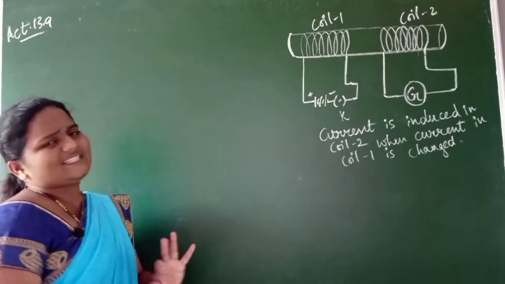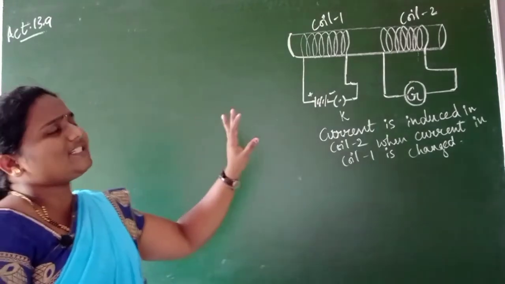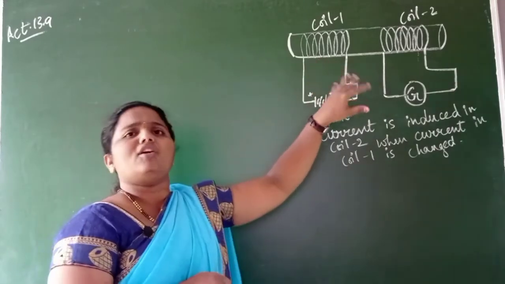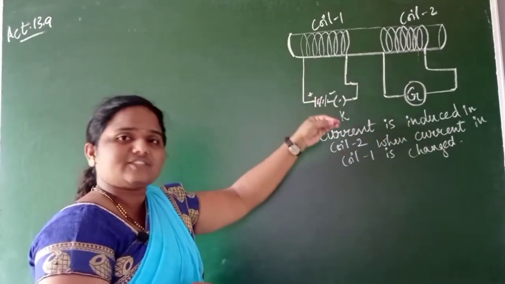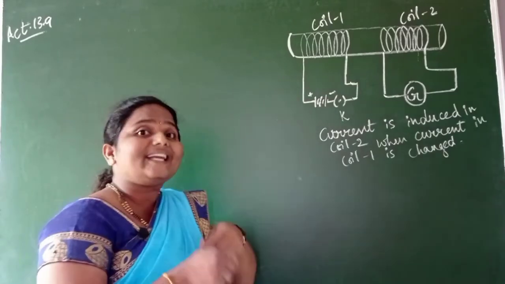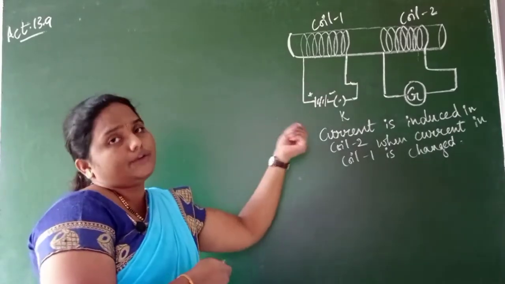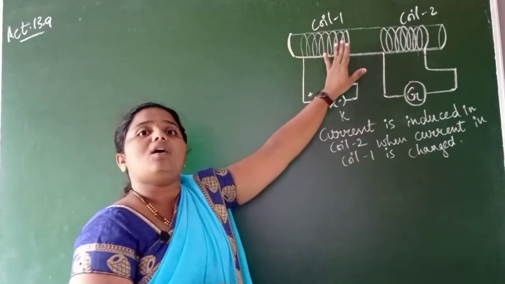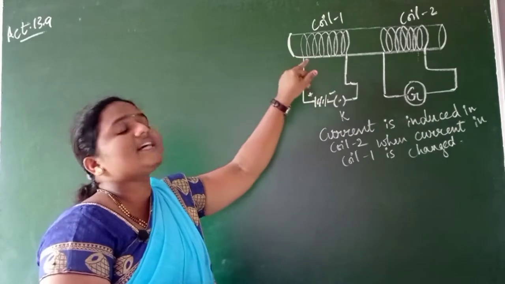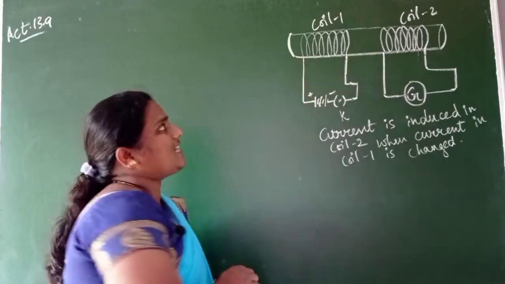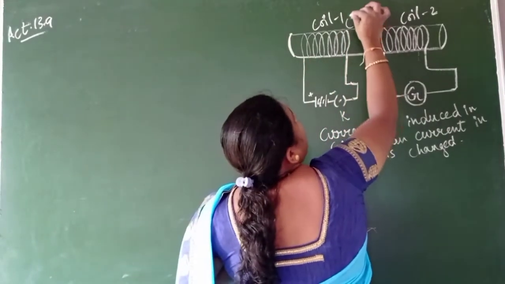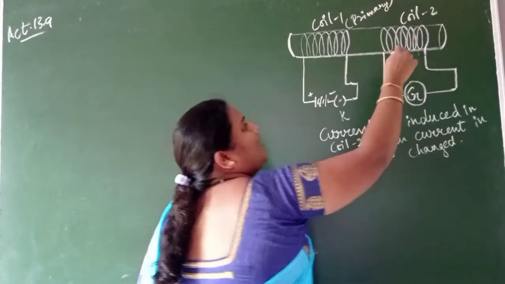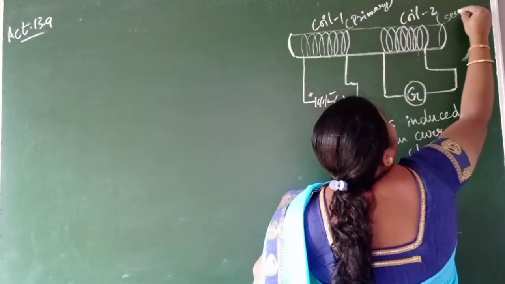Here the materials are simple, children. Two coils are needed, two different coils consisting of a large number of copper wire turnings. We want nearly 50 to 100 windings. Here we will name the first one as coil 1. It is also called the primary coil. Understand children? Coil 1 is also called the primary coil, and coil 2 can also be called the secondary coil.